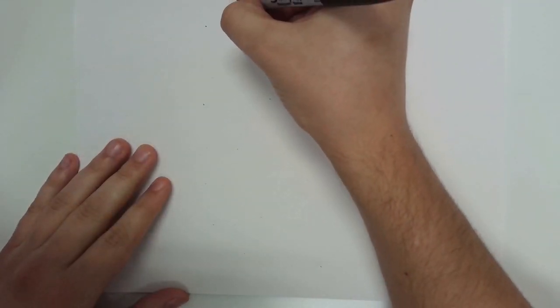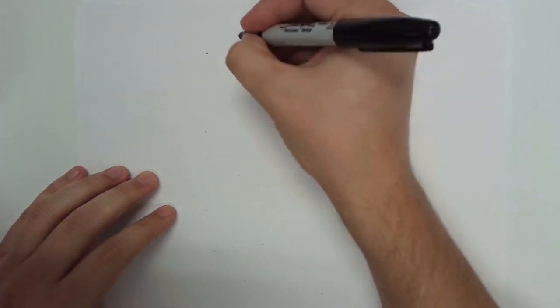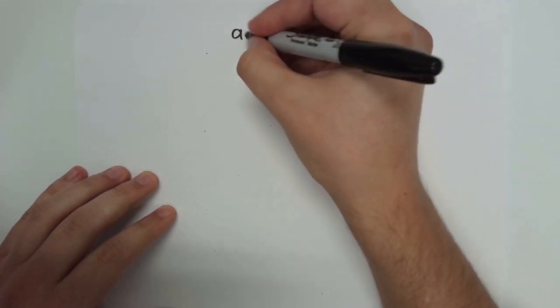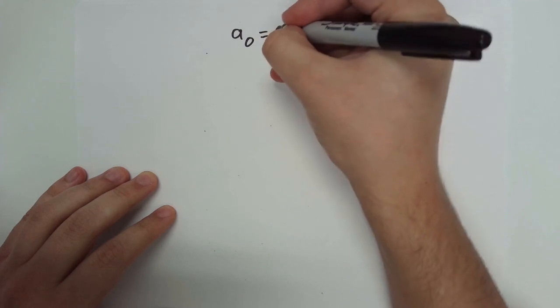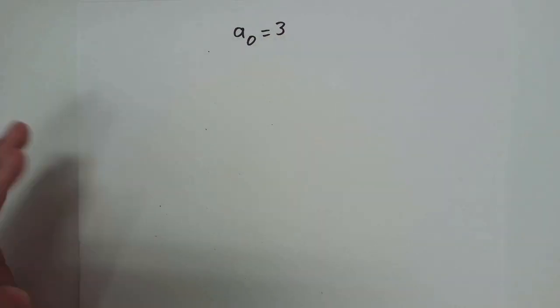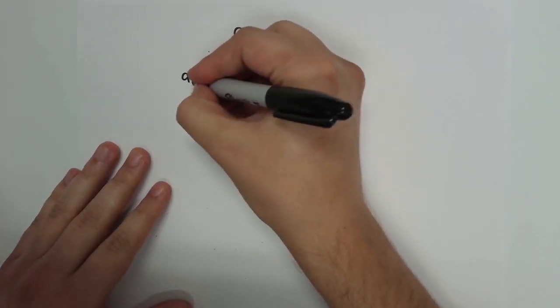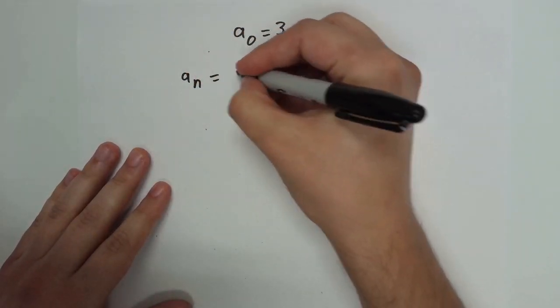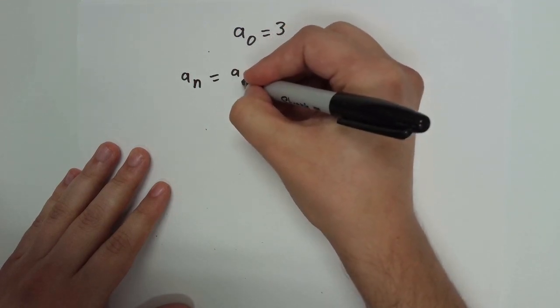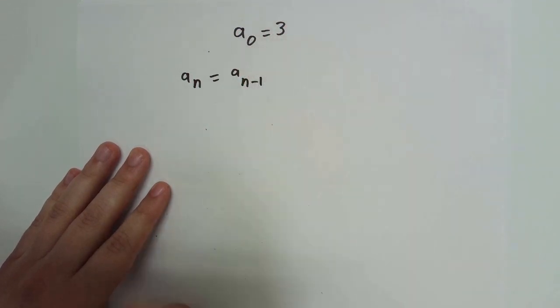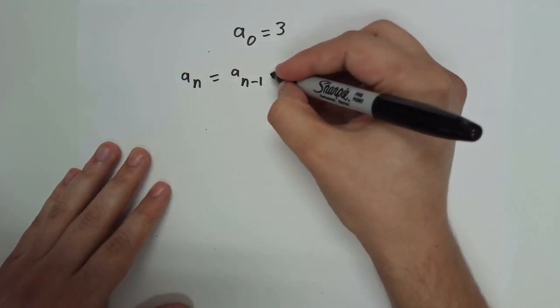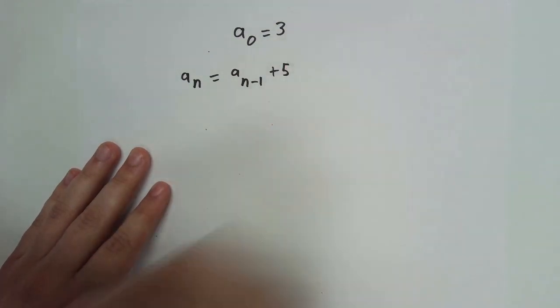Let's try a more advanced sequence. We still have to start with a base case. So I'm going to say up here, let's try a sub 0 is going to start with a 3. Nothing special about this. I'm picking numbers at random here. We could say a sub n is defined as a sub n minus 1, the last thing, plus 5. That can be our recursive formula.